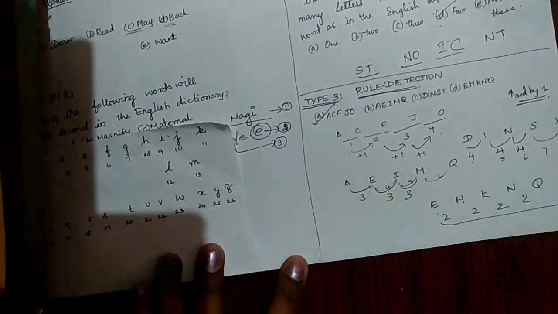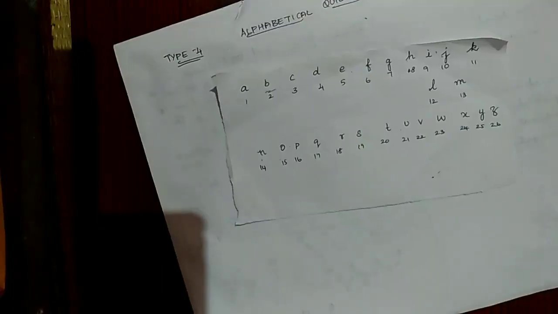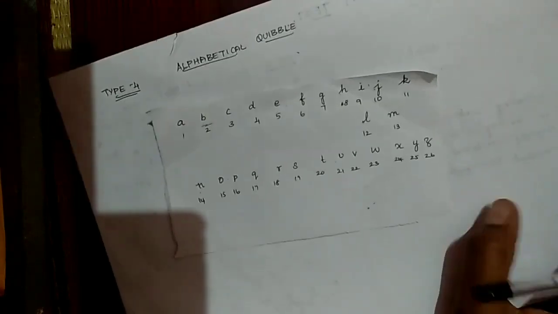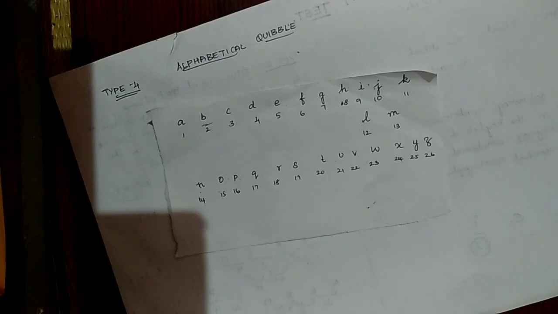Now let's look at type 4. Type 4 is alphabetical puzzle. In this type of question, generally a letter series is given, be it the English alphabet from A to Z or a random sequence. Here we have to trace the letter satisfying certain given conditions regarding their position or the sequence, and we have to obtain it by performing certain given operations on the sequence.